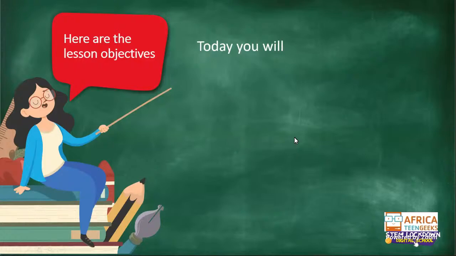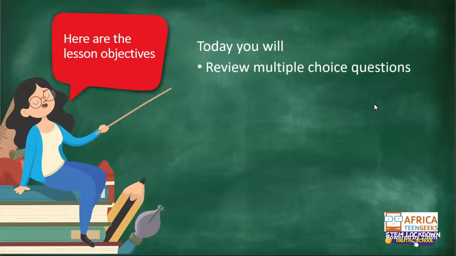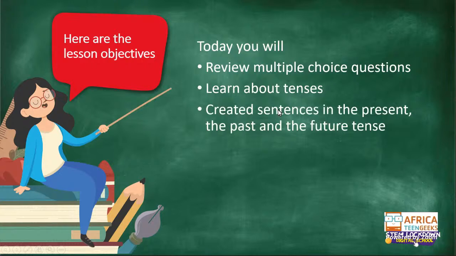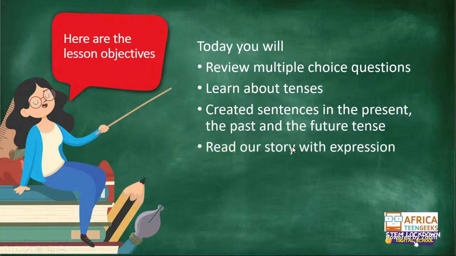Let me tell you what we'll do today. First of all, we're going to review what that homework was about, the multiple choice questions we did yesterday. Then we are going to learn about tenses. You know tenses, present, past, and future tense. After that, we are going to create some sentences in the present, the past, and the future tense. And we're going to read our story again with expression. I'm going to ask different people if they would like to read it. We've got a lot of things to do.